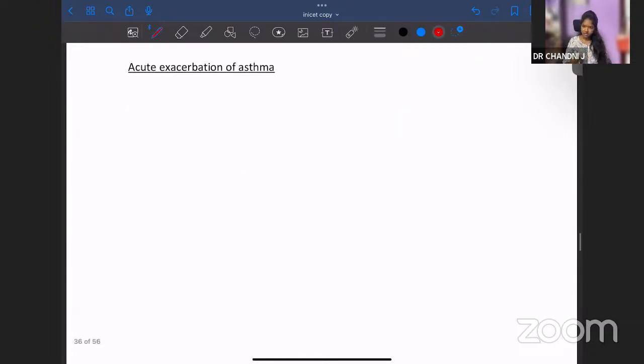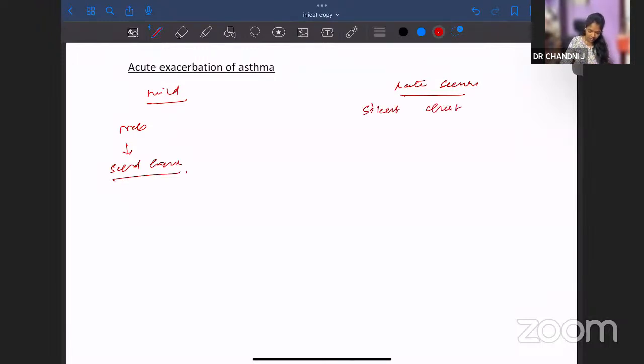Now, how to treat acute exacerbation? The child can come to you with either mild symptoms or acute severe symptoms, life-threatening asthma. In mild symptoms, you give nebulizations and send home and review. Whereas in severe and life-threatening symptoms, there will be silent chest, a fall in saturation, and the child can have cyanosis, shock. All these can be there. So what to do in them? ABC is first. Airway, breathing, you give oxygen and then you correct shock. So first is ABC.